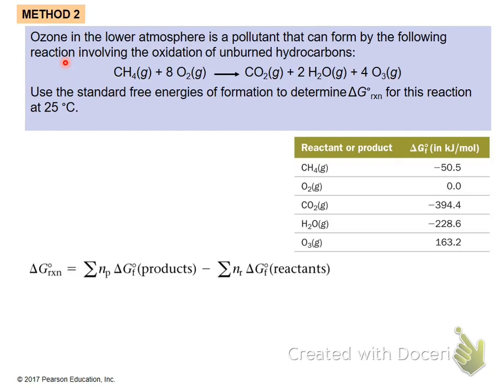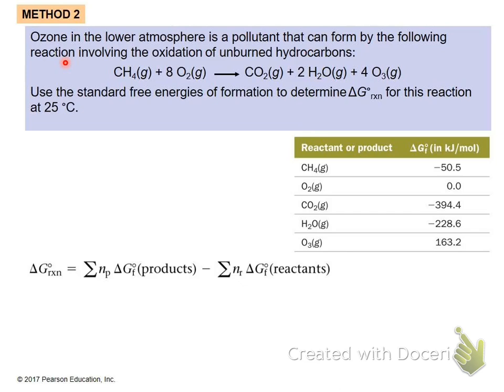So ozone in the lower atmosphere is a pollutant which can form by the following reaction involving the oxidation of unburned hydrocarbons. So we have methane being burnt here, turning into carbon dioxide, water, and ozone. So use the standard free energies of formation to determine delta G of reaction, okay? So we're given the equation here, right, for delta G of reaction. So this is actually a lot simpler than the previous method.